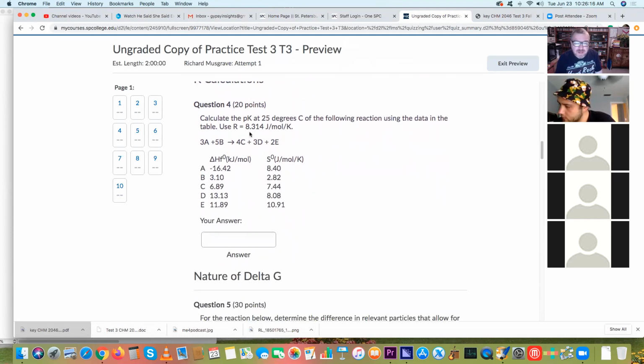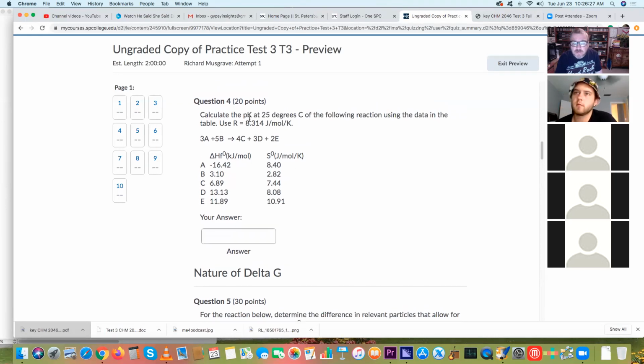The last one here, I do give the R value. It is given to you here. But I want you to look here. You're not after K. Look what you're after: pK. So once you get K, you need to take the negative log of it.